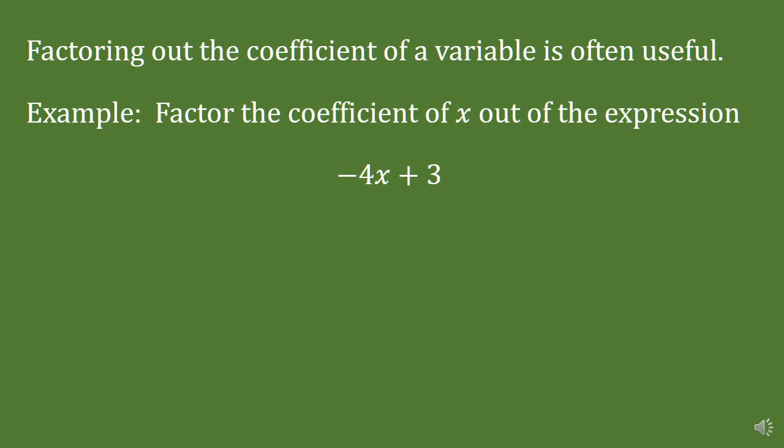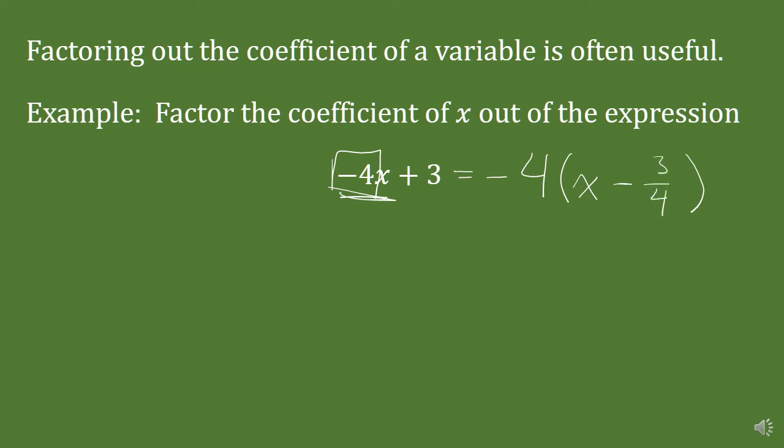Okay, so sometimes it might say to factor out the coefficient of x. If you're not familiar with the term coefficient, whenever you've got a variable multiplied by something, the thing it's multiplied by is called the coefficient. So in this case, the coefficient of x is negative 4. So it's asking us to factor out negative 4. And when you're factoring out the coefficient of x, the x term will always just be x. And then you have to figure out what you're going to multiply by negative 4 to get 3. And that is negative 3/4.